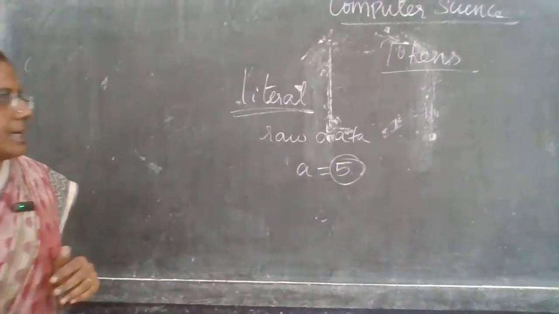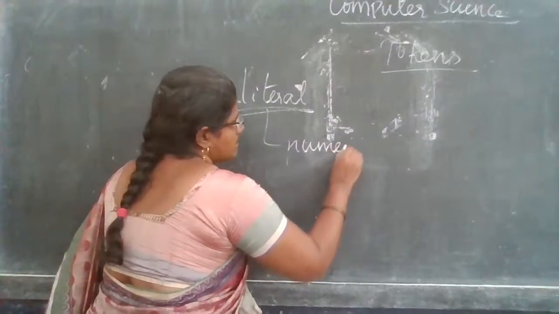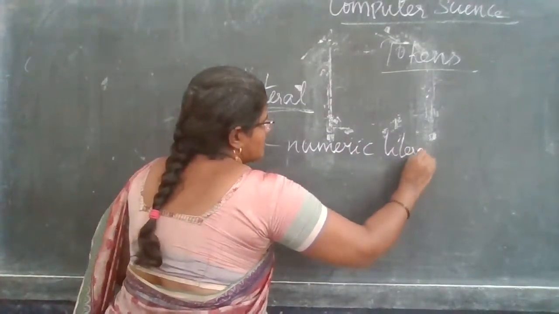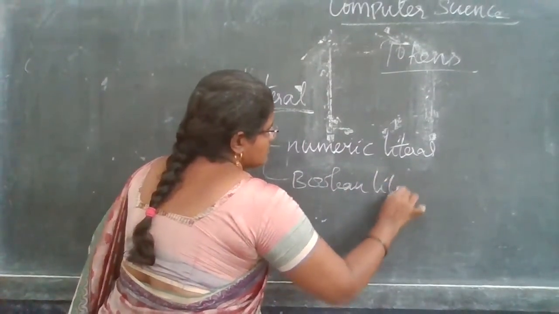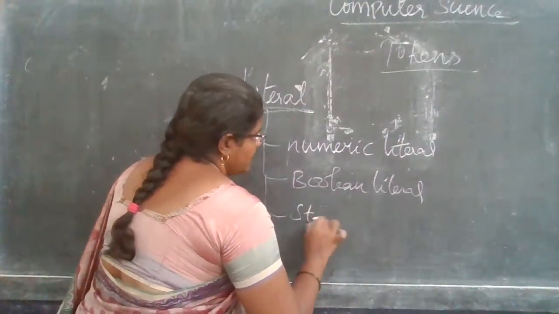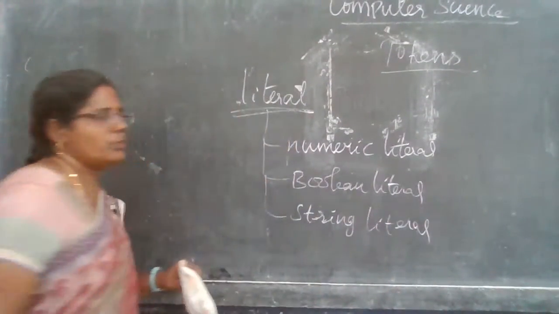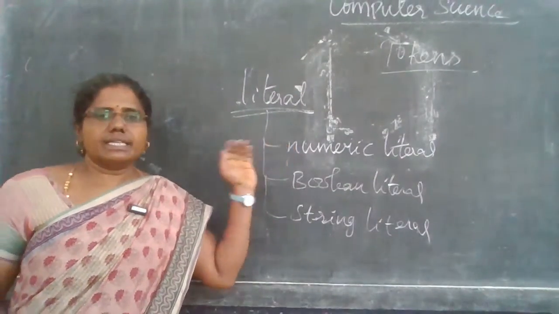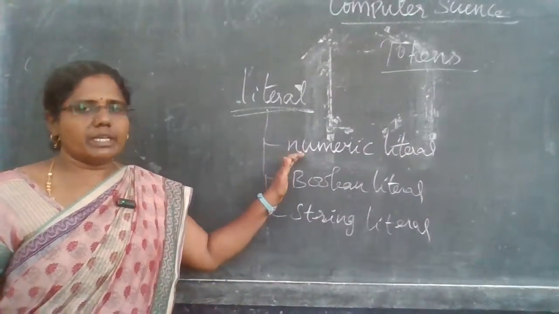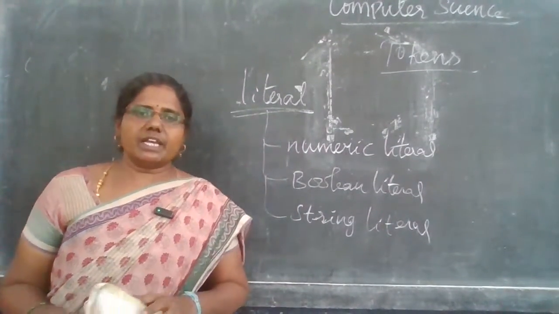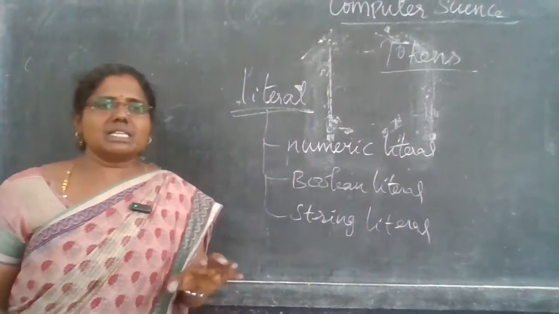Three types of literals are in Python. First one is numeric literal. Next, Boolean literal. Another one is string literal. Numeric literal means it contains numbers. It may be a decimal number or floating point number or complex number, whatever it is. It is called a numerical literal. It is an immutable one. Immutable means we cannot change the value. Once it is assigned, we cannot change the value at runtime. So immutable means constant. Okay.